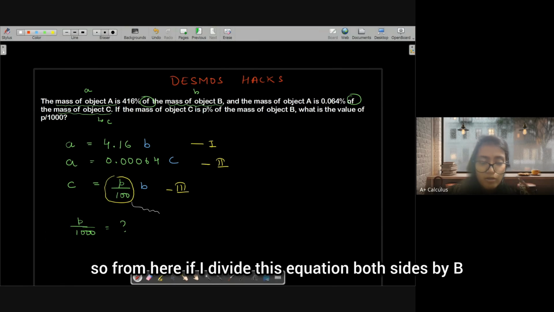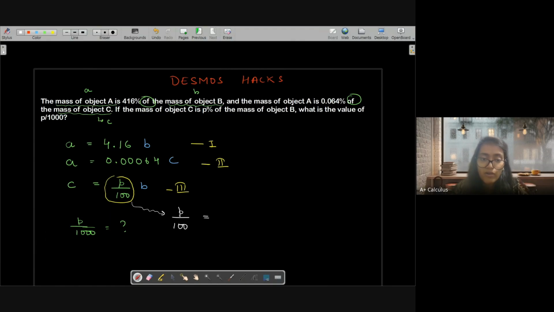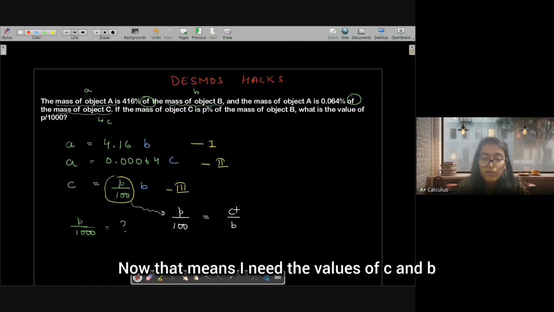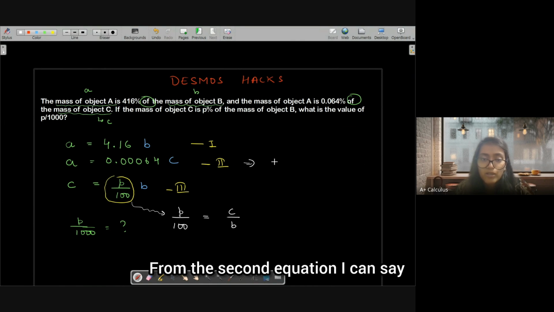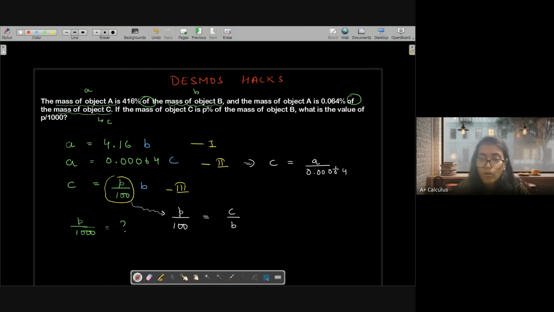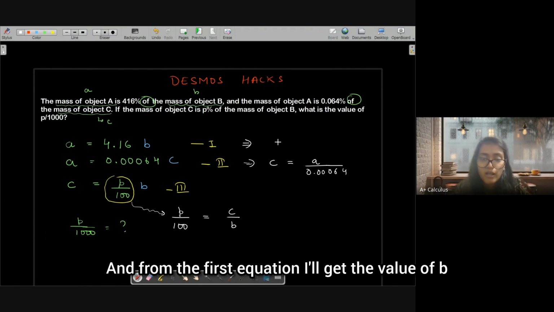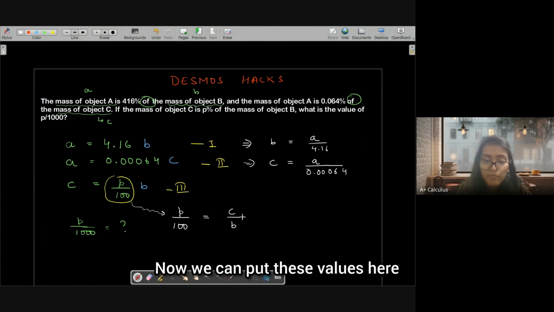Okay. So from here, if I divide this equation both sides by B, so that will give me the value of P over 100, which is C over B. Okay. Now that means I need the values of C and B. Now value of C we can get from the second equation. From the second equation, I can say that C is equal to A over 0.00064. And from the first equation, I'll get the value of B. So B will be A over 4.16. Now we can put these values here.